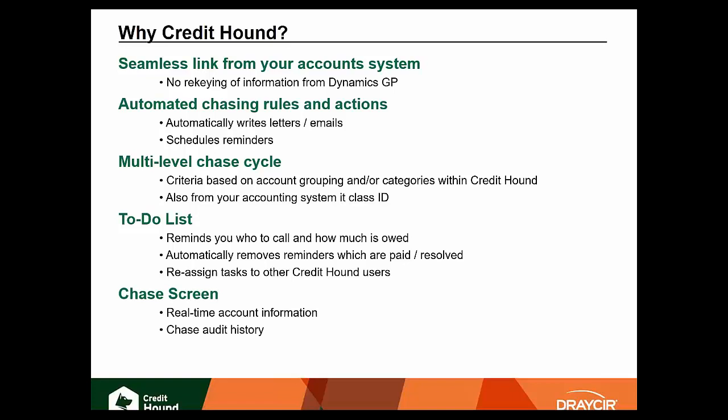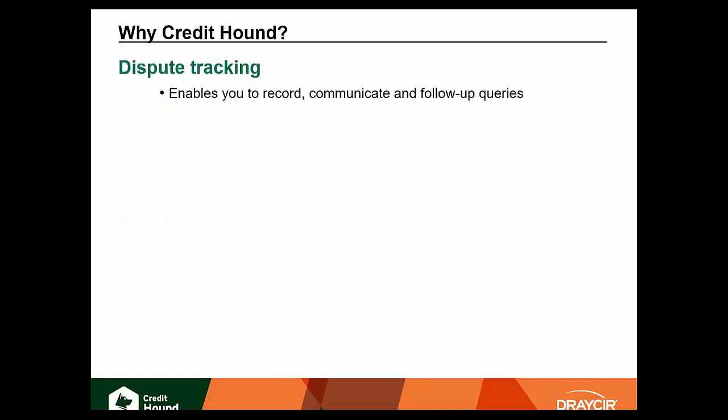You'll also find with Credit Hound there is a chase screen. So this chase screen will give a full audit history of either just the transactions that are outstanding or even historical paid transactions as well. Therefore, as a credit controller, I can get a feel for that particular account and maybe how many times I've chased for the same transaction or a group of transactions within the same account.